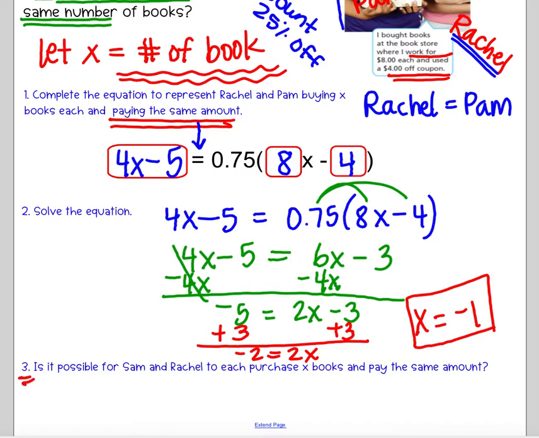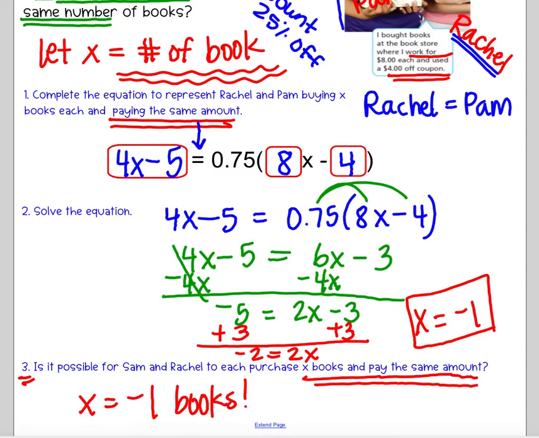Question 3 says, is it possible for Pam and Rachel to each purchase x books and pay the same amount? Can you buy -1 books? No, you can't. That's not possible. You can't have negative books, just like you can't have a negative distance. So this is actually a no solution problem. There is no number of books that Pam and Rachel can buy and spend the same amount.